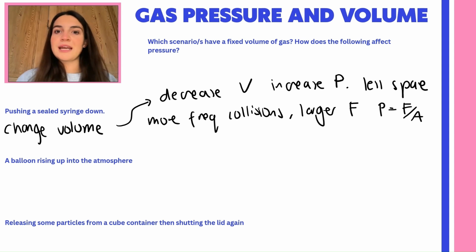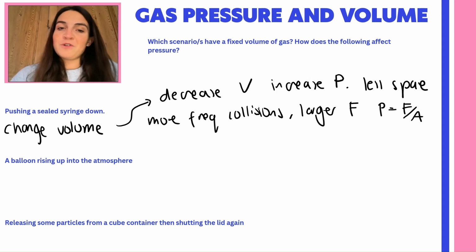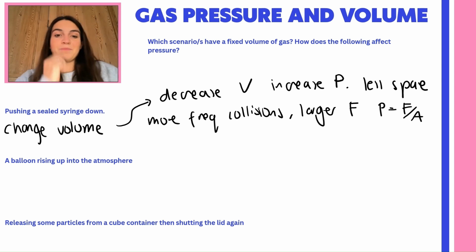If I want to then explain why, I say the following things. There's less space, so you have more frequent collisions of your gas particles with the walls of the container because they have less space to move around in. So if you have more frequent collisions, you have a larger overall force. Since pressure is force over area, that is a larger overall pressure as well.